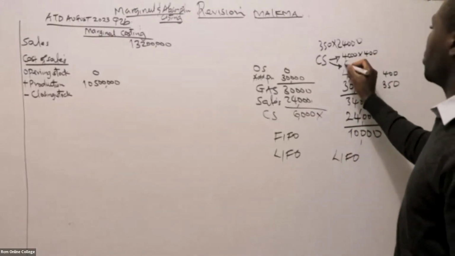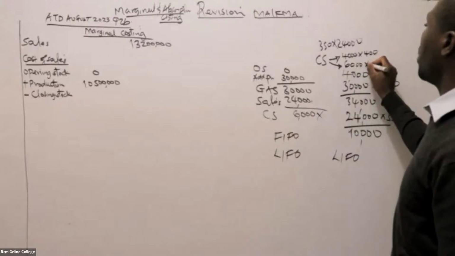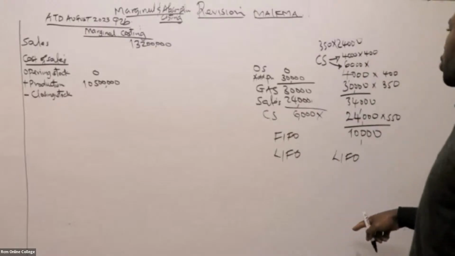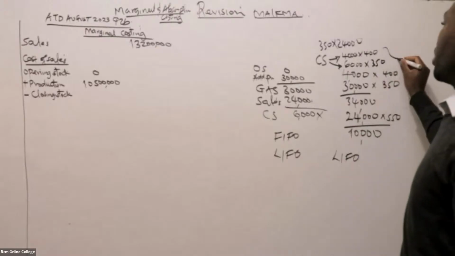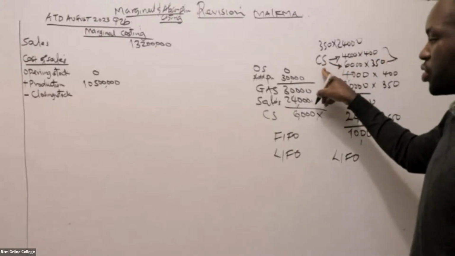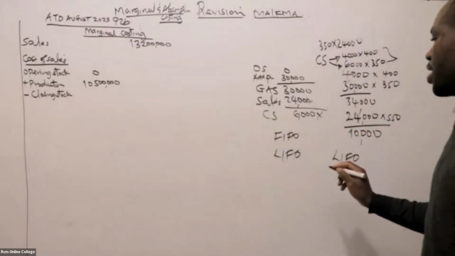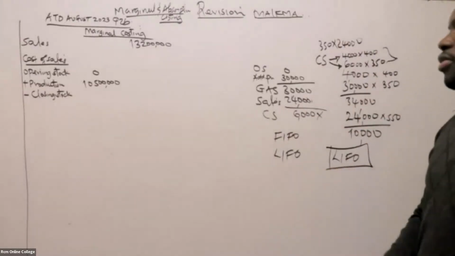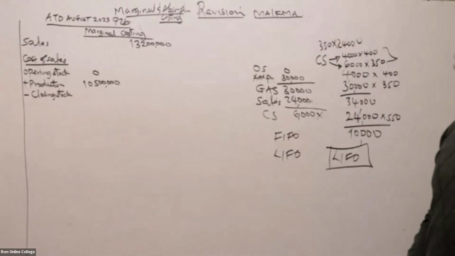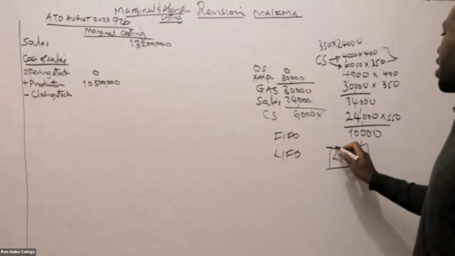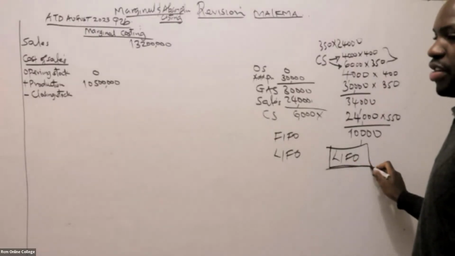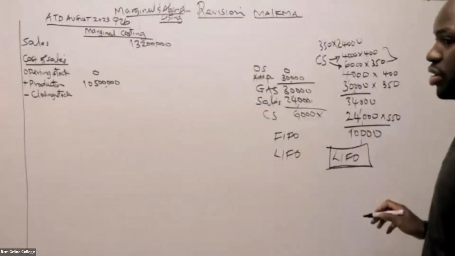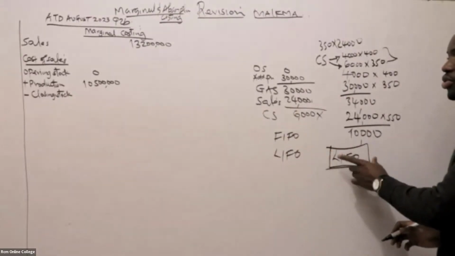So the other remaining amount represents 6,000, which was now produced during the year. At what cost? At 350 shillings per unit. So this is how you're going to get the cost of closing stock, if the company was using what we call LIFO. Whoever is setting the management accounting paper has not decided to subject you to this.